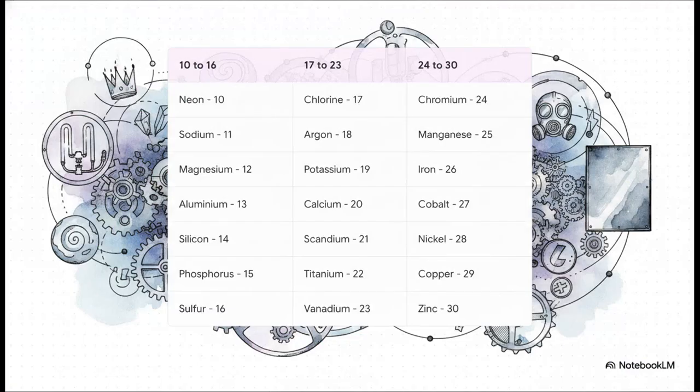Moving into the familiar foundations, let's see how this builds into the framework of our daily lives. Now, what's really interesting here is the sheer visual density and weight of the list as we march from neon at 10 all the way up to zinc at 30. We seamlessly transition through familiar elements like sodium, magnesium, and aluminum in the low teens and push right into potassium, calcium, and iron in the 20s. Seeing them all populated together like this really highlights the unbroken rhythm of the inventory.